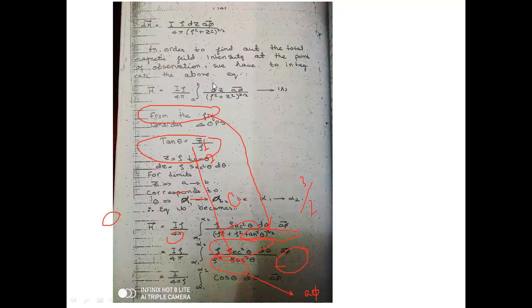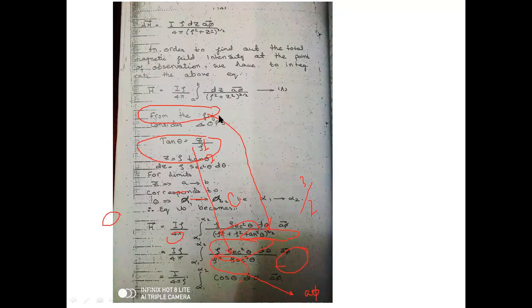Now considering the whole length extending from a to b, H is equal to I rho over 4 pi. These are the constants, so keeping them outside the integration, the integration from a to b of dz a phi over this.